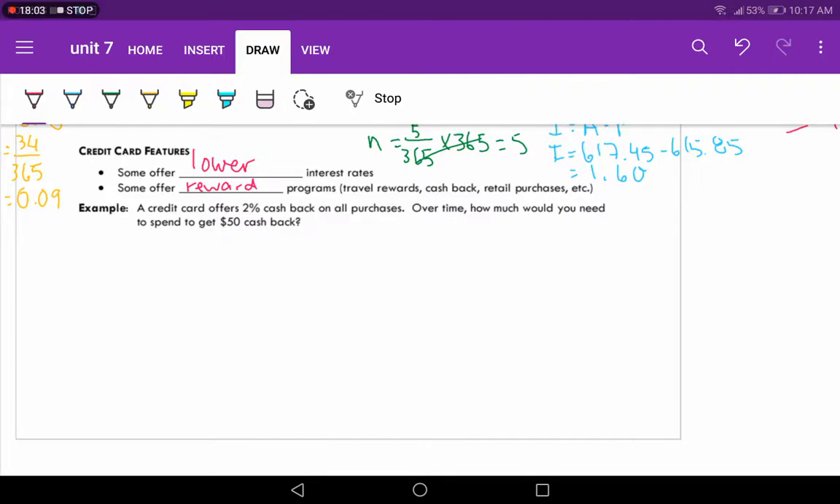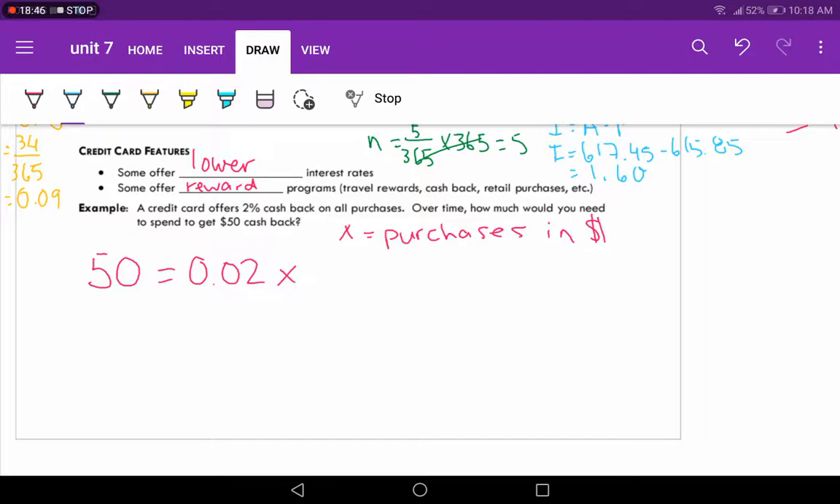So, how we're going to set up our equation here, we need to have $50, right? That's our goal. We want $50 at the end. And we know that we're getting 0.02, right, for every purchase. So we'll call that x. So x equals, let's just say, purchases in dollars. Okay, so for every purchase, you get that 2% back. So all we have to do here is simply solve for x.